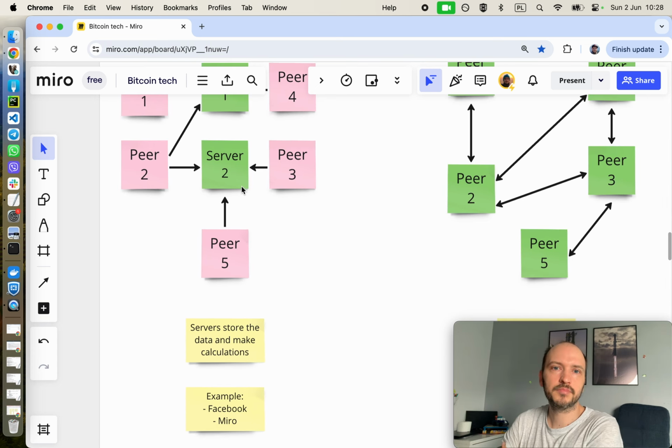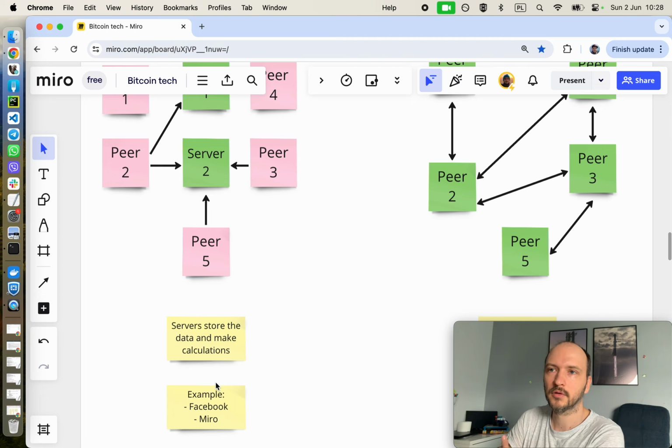And servers store data in this case, and they do calculations. Examples of such networks are Facebook or Miro, the service that I'm currently working in.